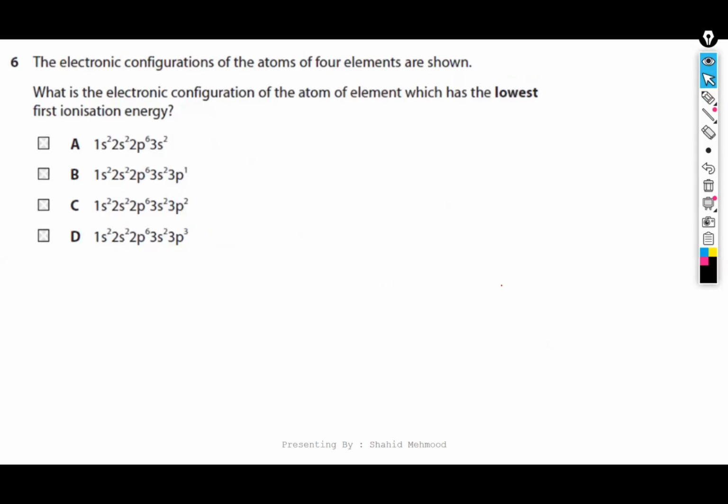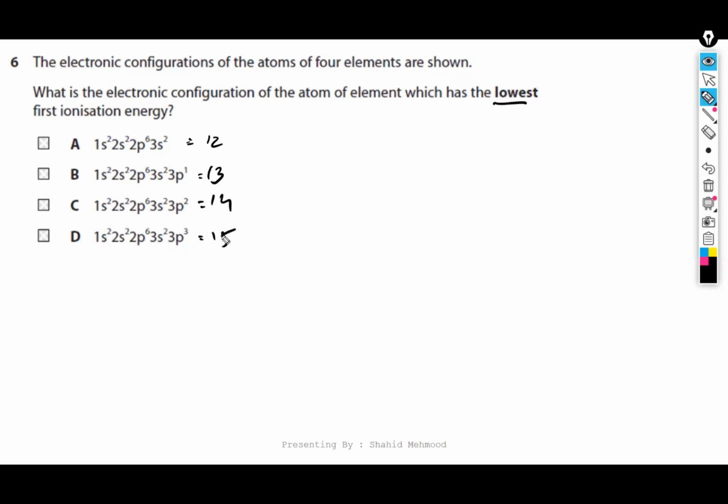Question 6. The electronic configurations of the atoms of four elements are shown. What is the electronic configuration of the atom of the element which has the lowest first ionization energy? Lowest ionization energy. The easy way to reach this answer is to total the number of electrons: 2 plus 2 is 4, 6, 10, 12 is 14, and here the total number of electrons is 15.